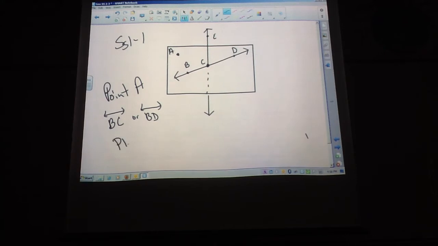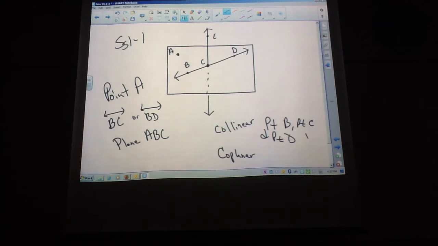To name a plane, I name it with 3 points that are on that plane. So I'm going to name this one plane ABC. Now there are also some other key terms in here, for instance, collinear. Collinear are just things that lie on the same line, so like points B, C, and D would all be collinear points, where coplanar would mean that they are all on the same plane.